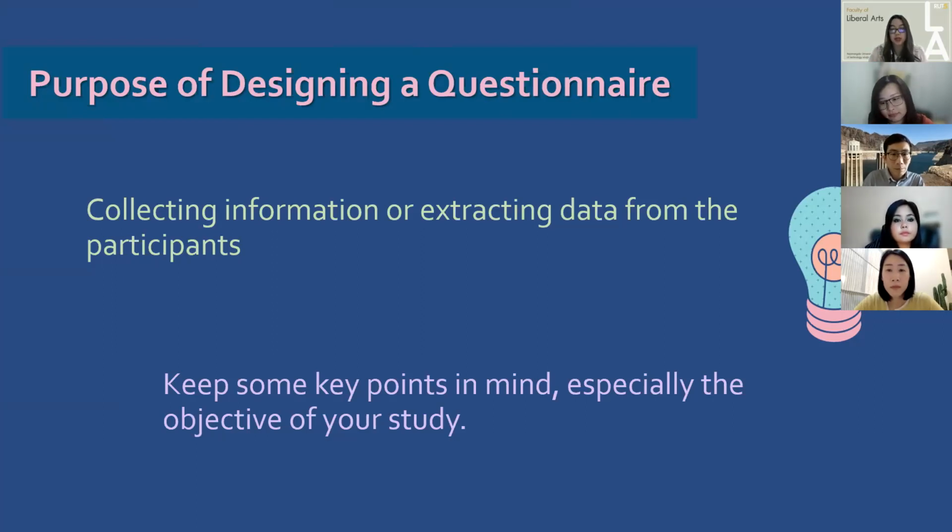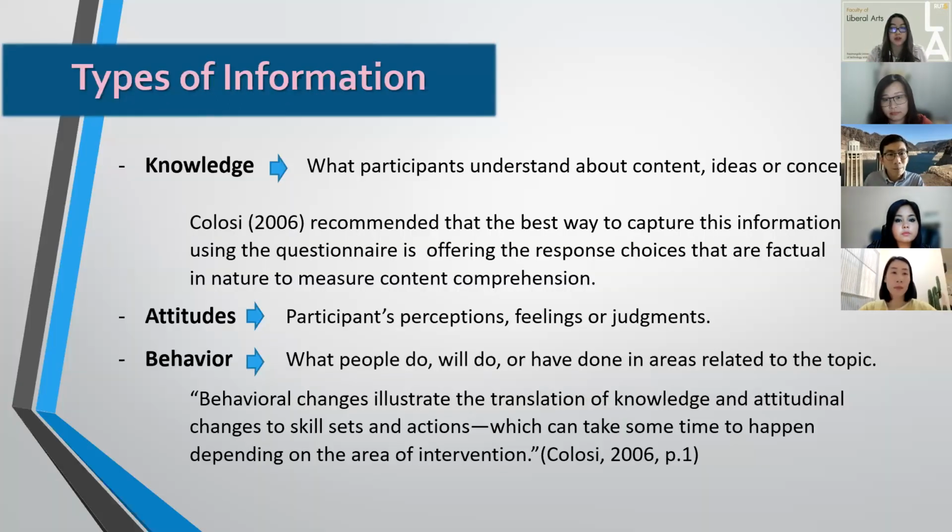It's important to keep some key points in mind, especially the objective of your study. This can help you seek the key concepts of your research and help you focus better on the literature that you need to review. As Colossi stated, there are three kinds of information captured in the questionnaire: knowledge, attitudes, and behaviors. The first one is knowledge.